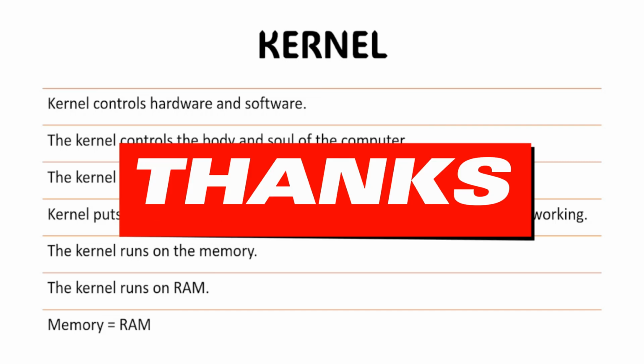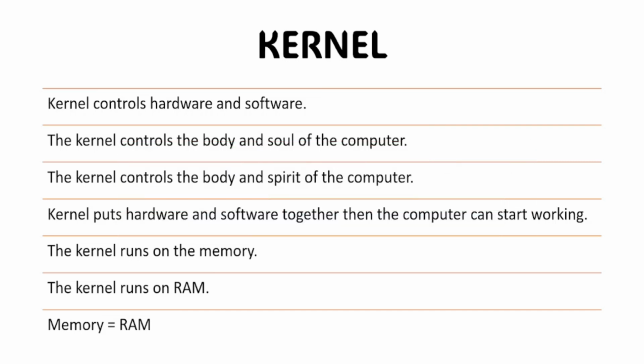Kernels control hardware and software. The kernel controls the body and the soul of the computer. The kernel controls the body and spirit of the computer. Kernels put the hardware and the software together, then the computer can start working. The kernel runs on the memory. Now, the kernel runs on RAM.